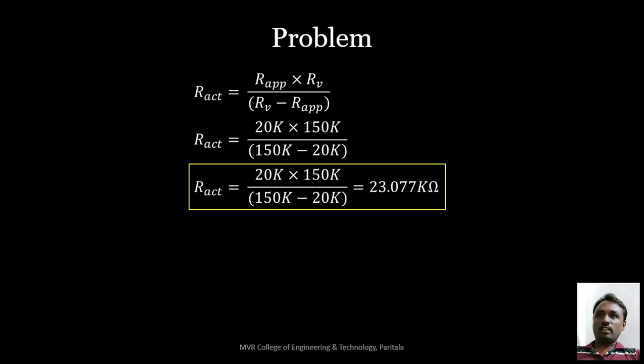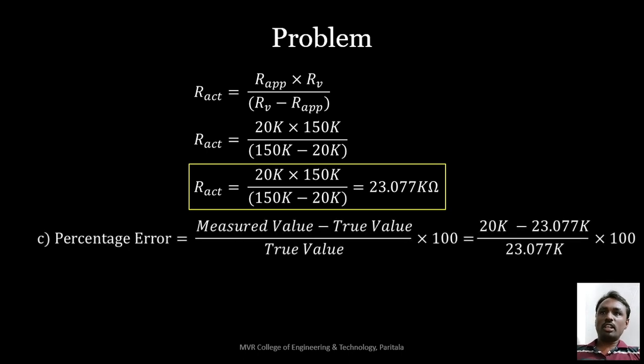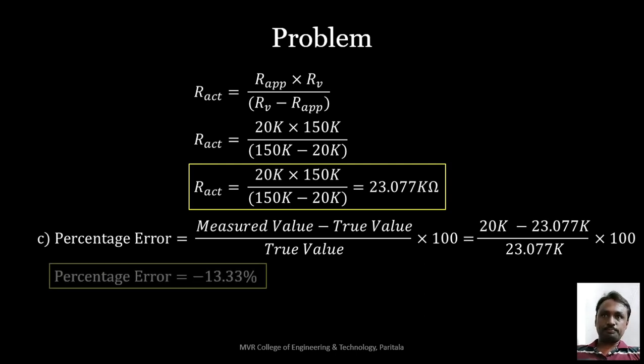What actually the resistance is 23.077, but we calculated it as 20 kilo ohms. So this is the error we identified. How can you calculate the error? This is the way you can calculate the percentage error. Percentage error is equal to measured value minus true value divided by true value into 100. So measured value 20k minus 23.077k divided by 23.077k into 100. So it will give this percentage error.